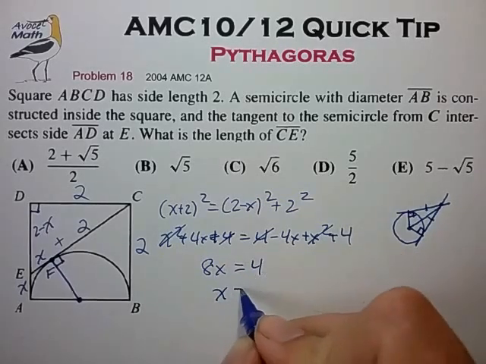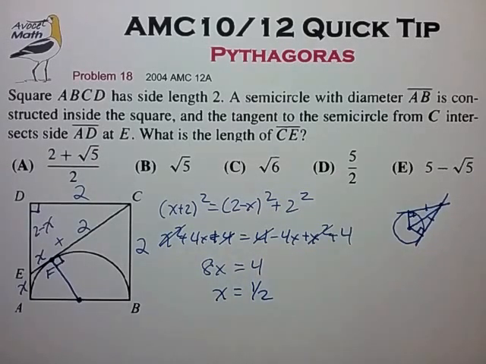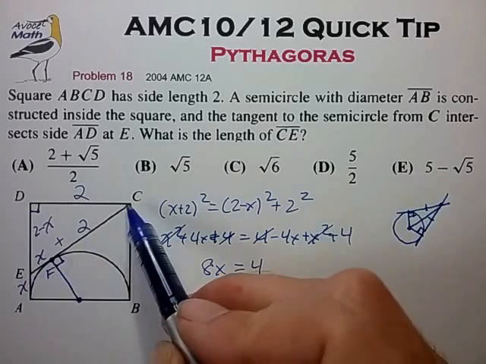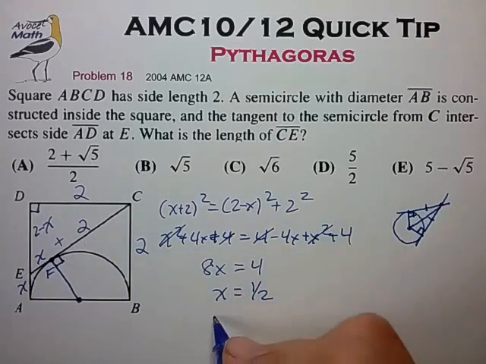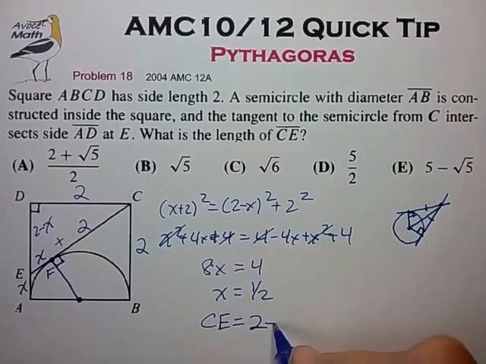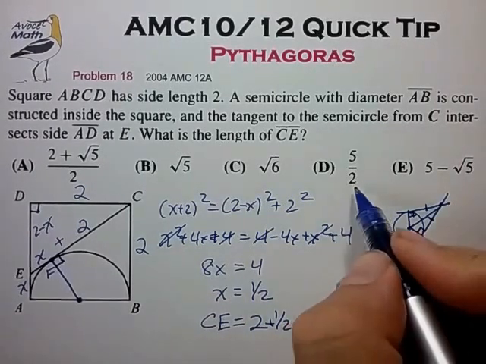Oh, great. And we quickly find that x is equal to 1/2, and the segment we're trying to find, CE, is equal to x plus 2. So we know then that CE is equal to 2 plus 1/2, which is equal to 5/2, and that's choice D.